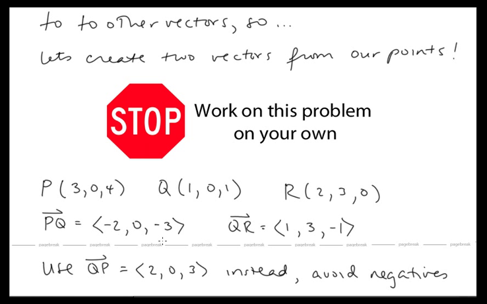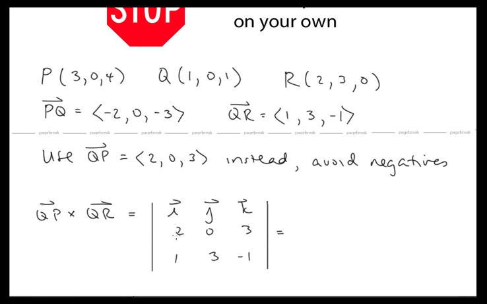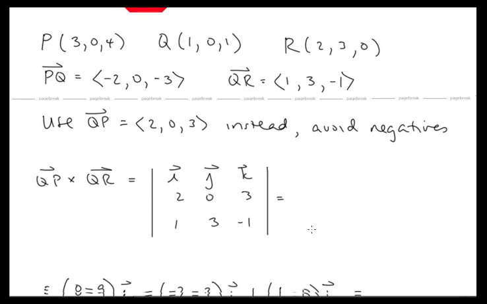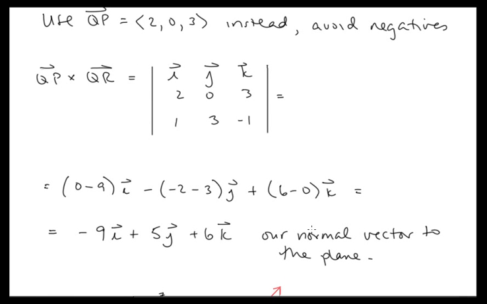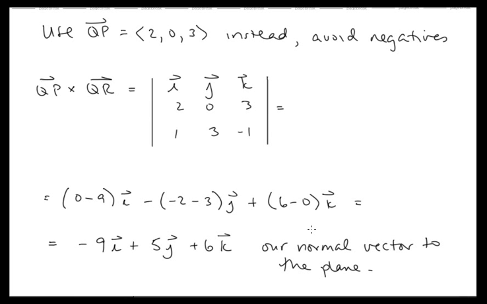But I'm looking at vector PQ, and I don't want to deal with these negatives. So instead, why don't I take vector QP? Because then I won't have to worry about carrying around some extra negative signs. And remember, we were asked to find a vector that's going to be normal to the plane. And to do that, we need to just find two vectors in the plane. So it doesn't matter what vectors we're choosing, as long as we find two vectors in the plane. So I take my cross product here, and that gives us negative 9i plus 5j plus 6k. And that is our normal vector to the plane containing points P, Q, and R.